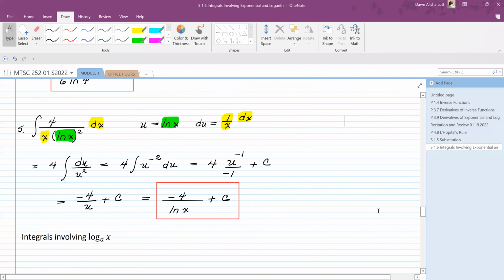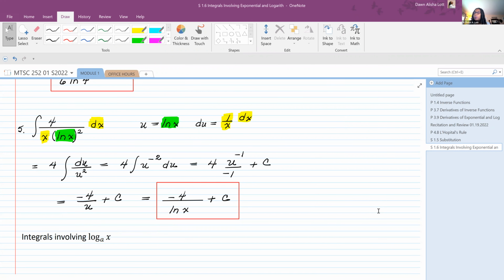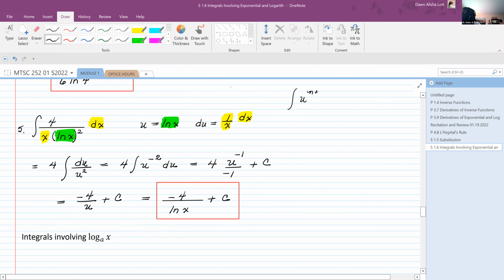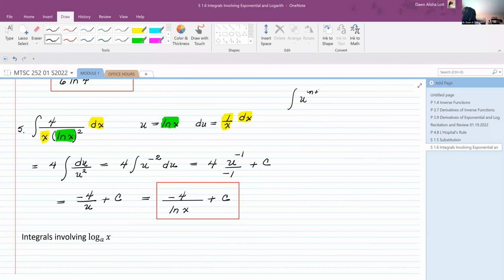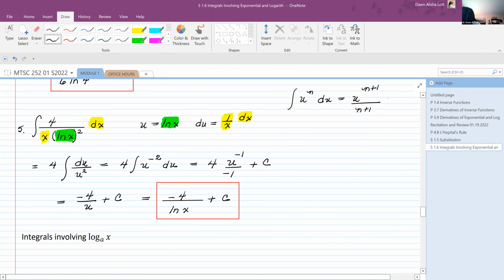Yes. Where did the -1s come from? Because remember, when you're integrating u to the n, du, oh, yeah, yeah, yeah. Oh my gosh. Okay. You add 1 to it and divide by it. I think you got it, but I'm gonna finish it for those who don't know the answer. The integral of u to the n du becomes u to the n plus 1, you add 1 to it and you divide by n plus 1. So here it was -1, so you divide it by -1.